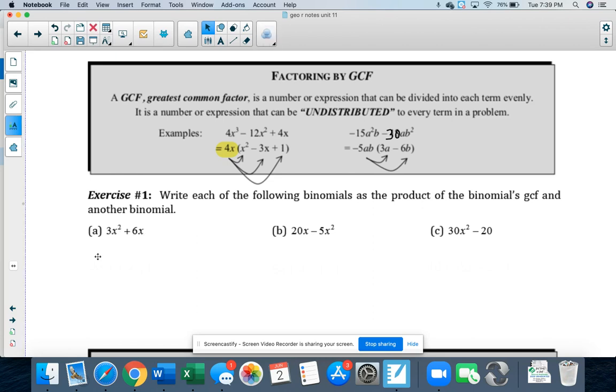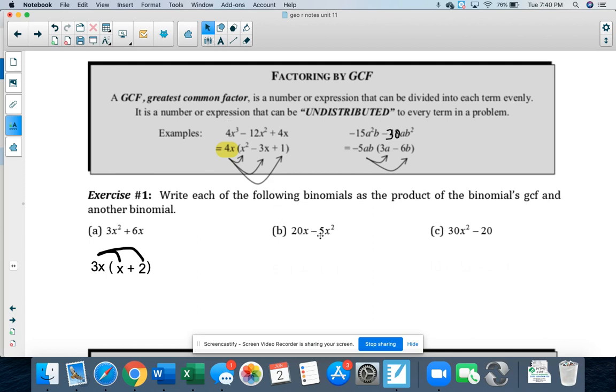So I'm going to pull out a 3x, okay, and then I'm going to write in parentheses what's left. So you have to think about if I divide this by 3x, I'm left with x. If I divide the 6x by 3x, I'm left with 2. And you can actually re-multiply it out if you want to. 3x times x is 3x squared. 3x times 2 is 6x. So you can check all of these just to make sure that you got them right.